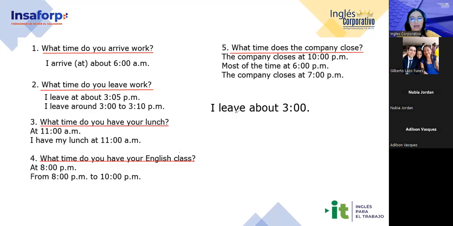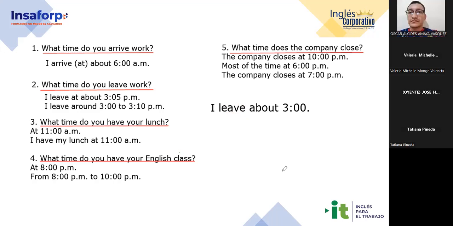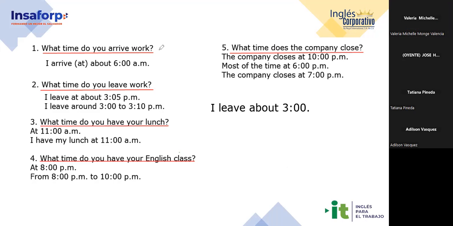Preguntemos lo mismo. La número dos. ¿A quién? Let me see. Oscar Amaya. Go please. What time do you leave work? I leave around 5 to 5:10 p.m. Okay, thank you. That's perfect. Buena respuesta, no hay corrección. Tatiana, how about number 4? What time do you have your English class? Number 4, please, Tatiana. From 8 p.m. to 10 p.m.